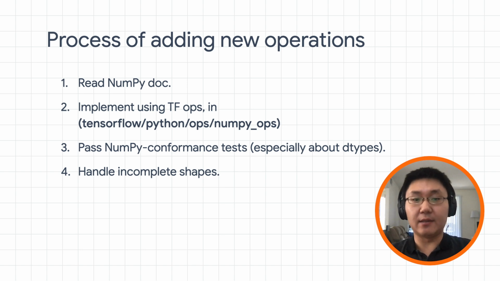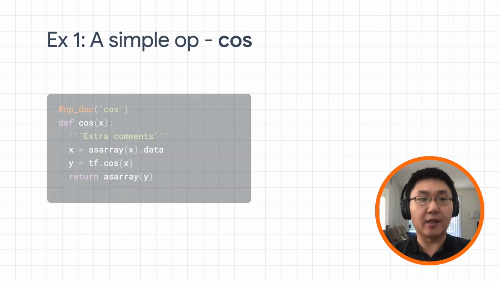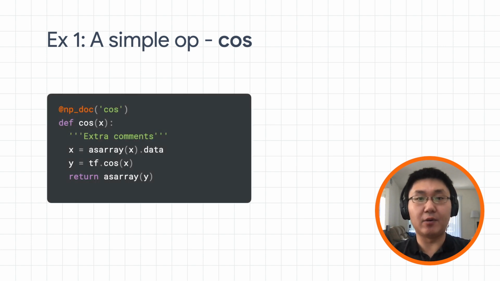So lastly, this is new compared to NumPy. NumPy doesn't allow incomplete shapes, but we want to support incomplete shapes to be more like TF. So there are some tricky aspects of how to handle incomplete shapes. I will show all this through 3 examples.